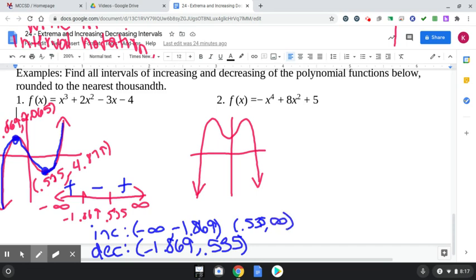Now, whenever you have more than one interval, you're going to put a U in the middle of them. That means or, so you have 2 intervals for increasing. All right, and that's it. So once you have your number line, the increasing and decreasing interval is a little bit easier. All right, so let's try this for number 2. I'm going to erase this, that way we have some room. So if you need to pause it to copy, then do so now.